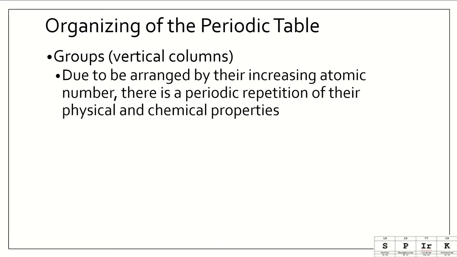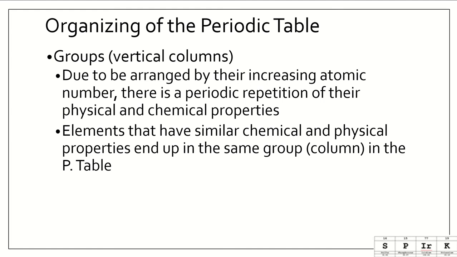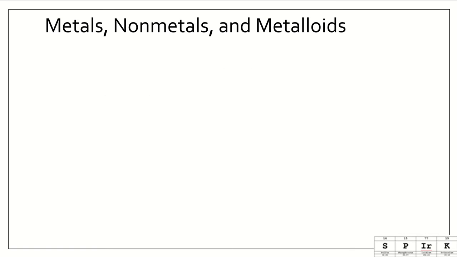The groups are the vertical columns, and because they are arranged by increasing atomic number, there is a periodic repetition of their physical and chemical properties. Elements that have similar chemical and physical properties end up in the same group in the periodic table.